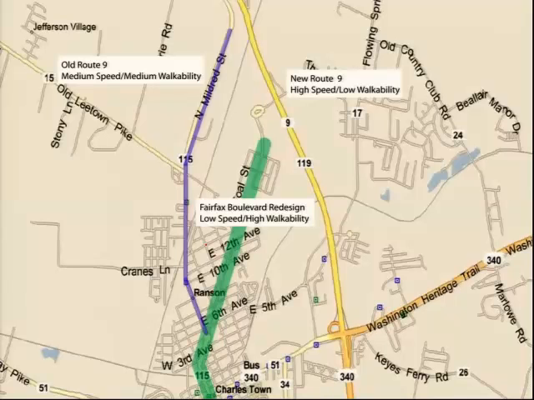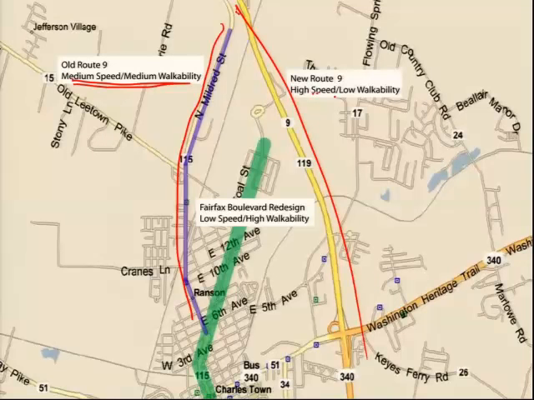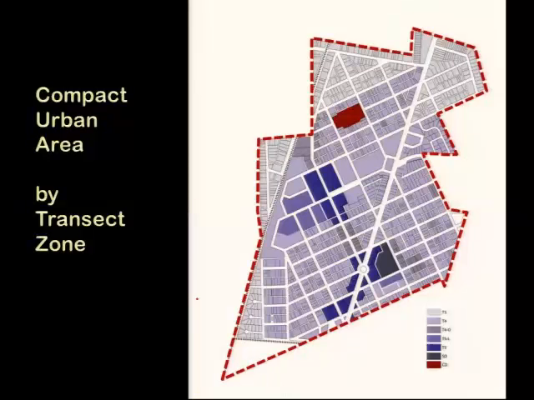They did 3 different connectors to the north. They did a standard arterial, which is medium speed with medium walkability. And then they tried Route 9, which is a high-speed limited access facility to get north. And then finally we're coming in and doing the low-speed, high walkability facility to complement it. It really historically tracks the philosophy of some street designs that are available on the palette of what to do. And there are the transect zones guiding us.